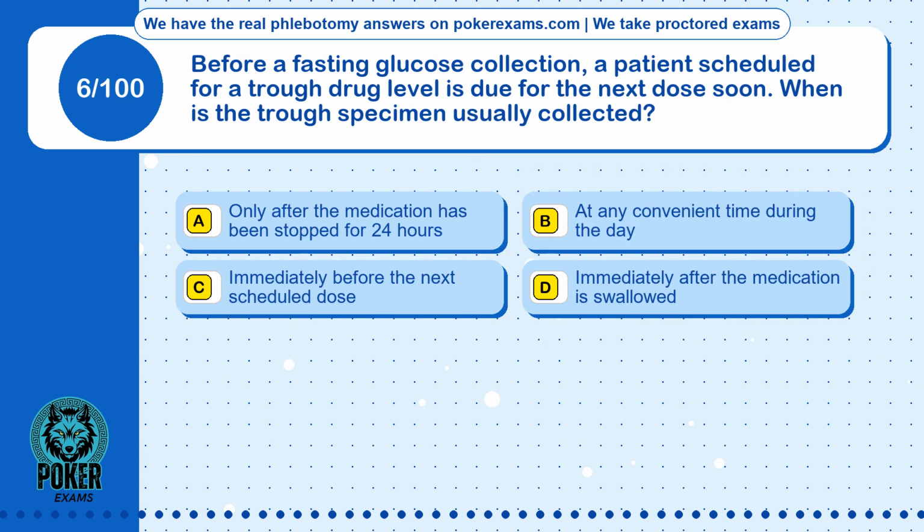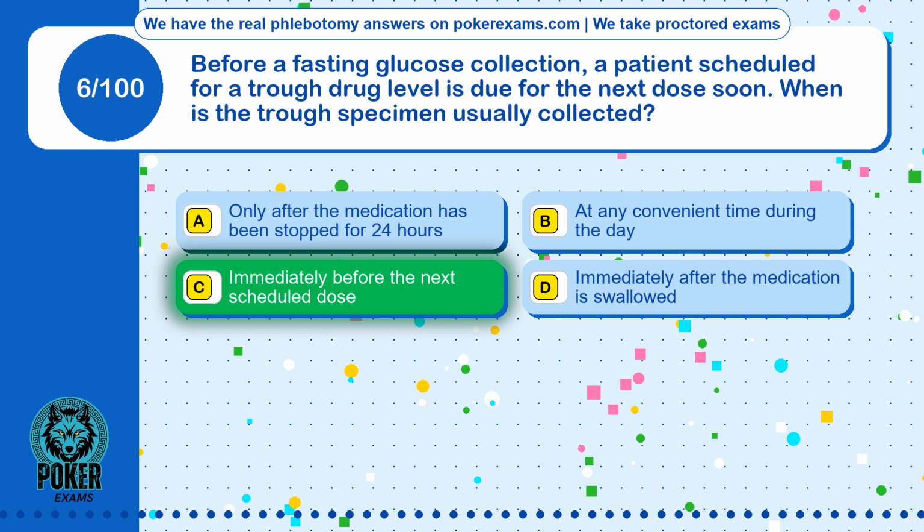Question 6. Before a fasting glucose collection, a patient scheduled for a trough drug level is due for the next dose soon. When is the trough specimen usually collected? Option A. Only after the medication has been stopped for 24 hours. Option B. At any convenient time during the day. Option C. Immediately before the next scheduled dose. Option D. Immediately after the medication is swallowed.